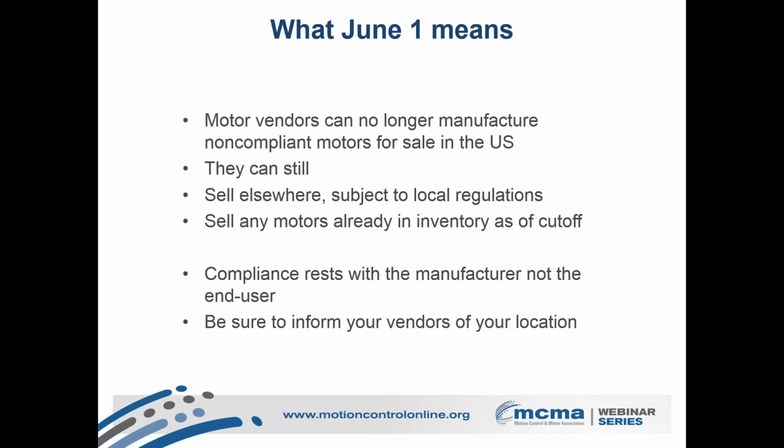So as far as some of the specifics on June 1, what the legislation means is if you are a motor vendor, you should have been transferring over all of your tooling and planning your operations carefully, because as of June 1, they are no longer allowed to manufacture non-compliant motors for sale in the United States. They can still sell elsewhere as long as it meets regulations in that other location. They can also sell anything they have in inventory. What they can't do is finish any motors that are partly through the process. They've got to have everything out of their production lines and have that shut down.